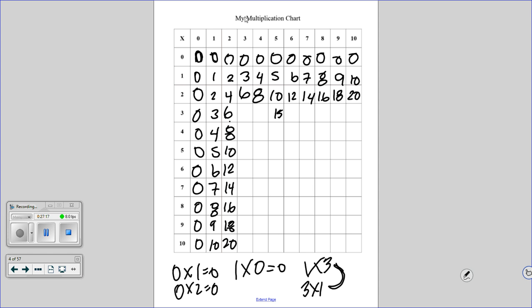What about 5 times 4? Elliot? 20. Jackson, what about 5 times 5? 35. Nope. 25. Gabriella, 5 times 6? 30. Please make sure you're putting this in the right column. You need to be working in the 5s column.